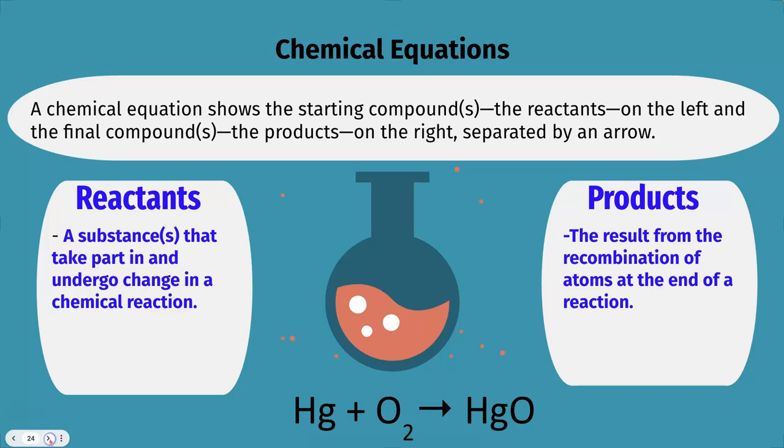A chemical equation shows the starting compounds, the reactants on the left, and the final compounds, the products on the right, separated by an arrow. The reactants are the substances that take part in and undergo change in a chemical reaction. The products are the results of the recombination of atoms at the end of a reaction.